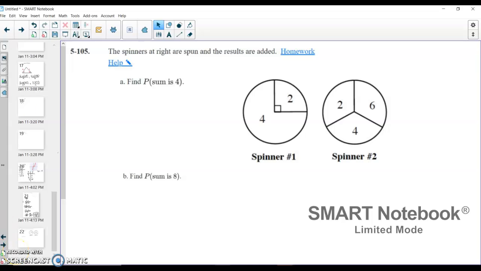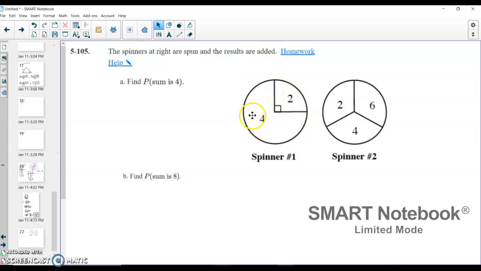All right, here is a video guide for problem 5-105 in our homework 5.3.3. Now in this problem, what we're going to do is find the probability that the sum of the two spinners is 4 for part A, and then for part B, we're going to find the probability that the sum of the two spinners is 8. And what the directions say is that the spinners to the right are going to be spun and the results are going to be added.